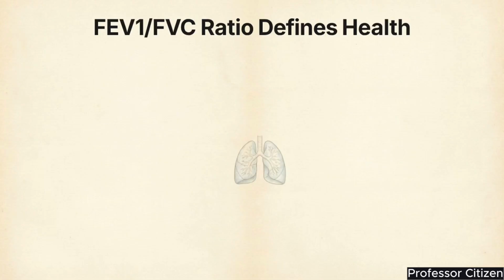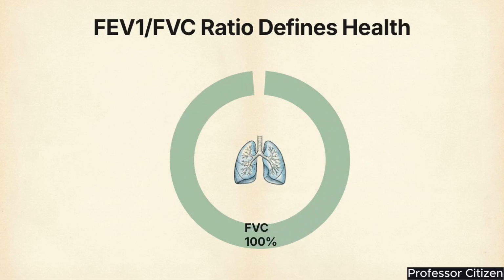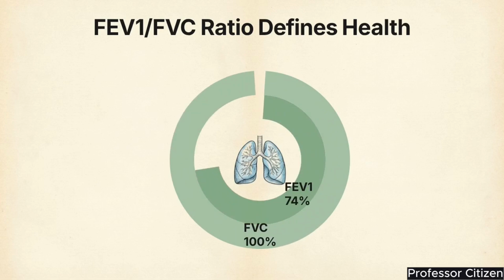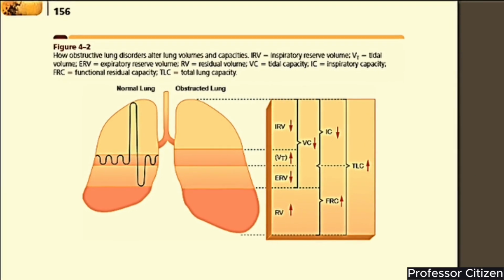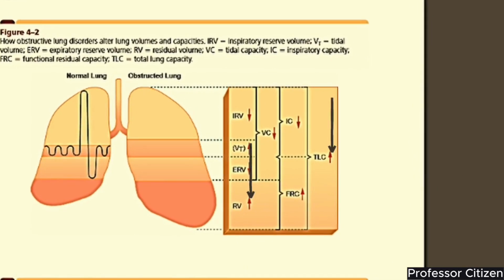Step 4 is interpretation. The primary metric we look at is the ratio of forced expiratory volume in 1 second to the total forced vital capacity, known as the FEV1/FVC ratio. This comparison graphic outlines how an obstructive disorder alters lung capacities. Compromised airways prevent air from escaping quickly. As seen on the right, trapped air causes a pathological increase in both residual volume and total lung capacity.